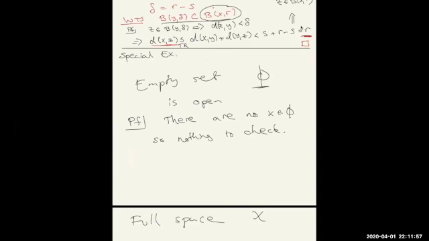So recall that the condition was, for every x, there exists a delta and so on. But if there isn't an x, that means that the condition is automatic, because there's no x that we need to check.